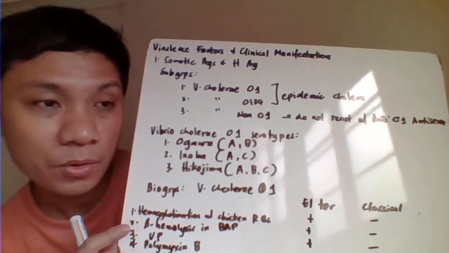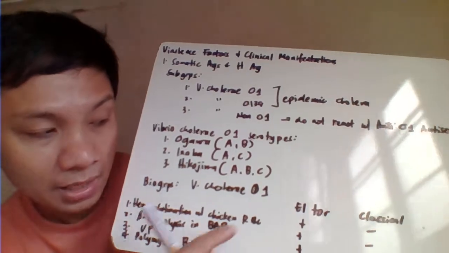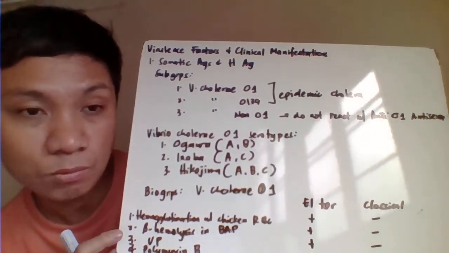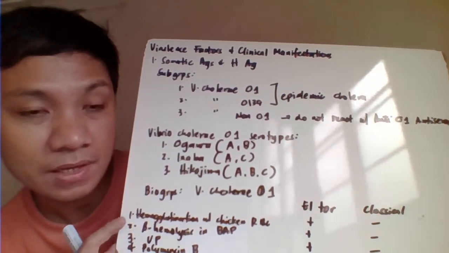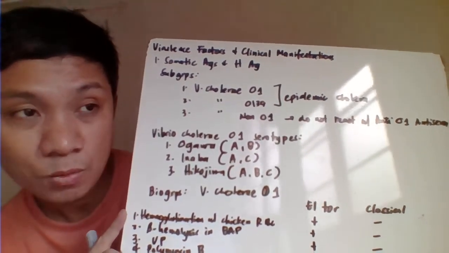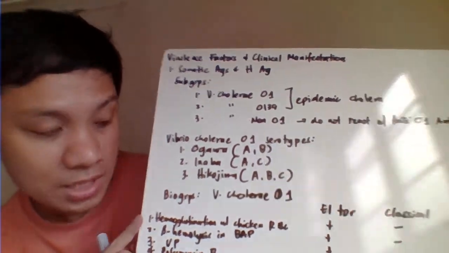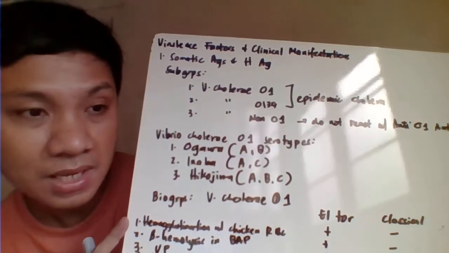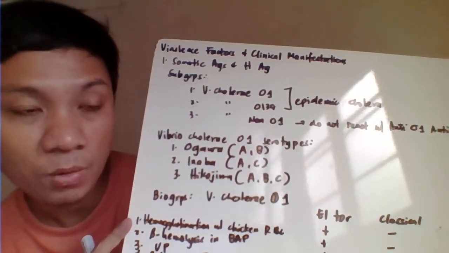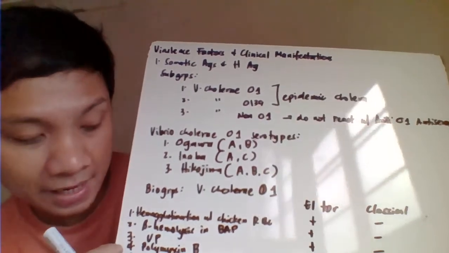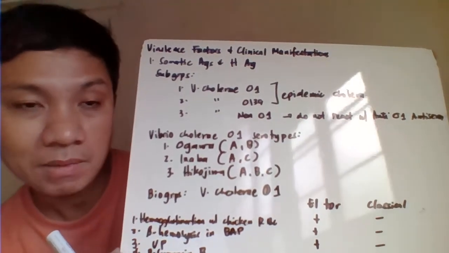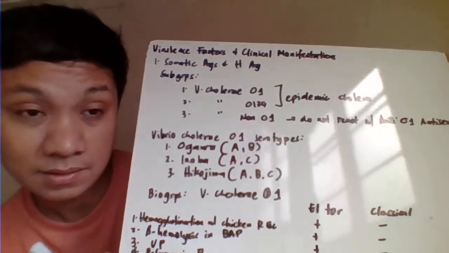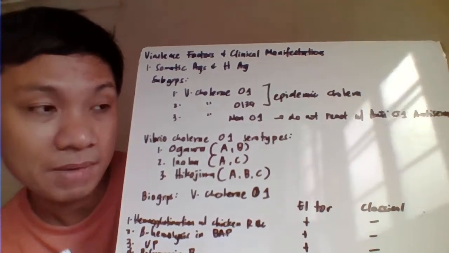reactions. Based on the biogroup, your Vibrio cholerae O1 could be divided into your El Tor or even your classical. So we have here different biochemical reactions differentiating the two na biogroup, El Tor and classical. The first one is their ability to agglutinate with your chicken red blood cells. We have also here beta hemolytic reaction with your SBA, and we have phosphorescence positive are all with the El Tor and negative sa ating classical. Your antibiotic na polymyxin B would have a susceptible na result with your El Tor that will consider that one as effective for the El Tor but not with your classical.